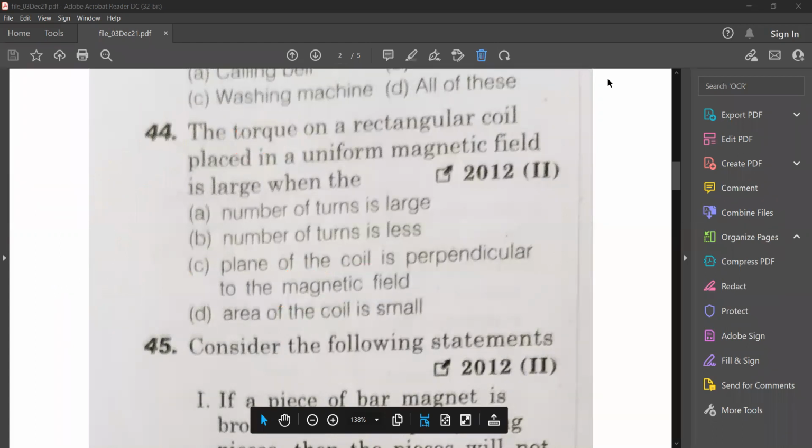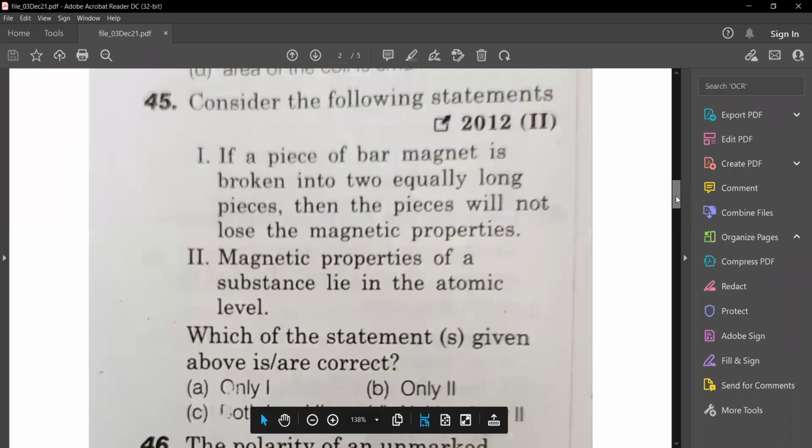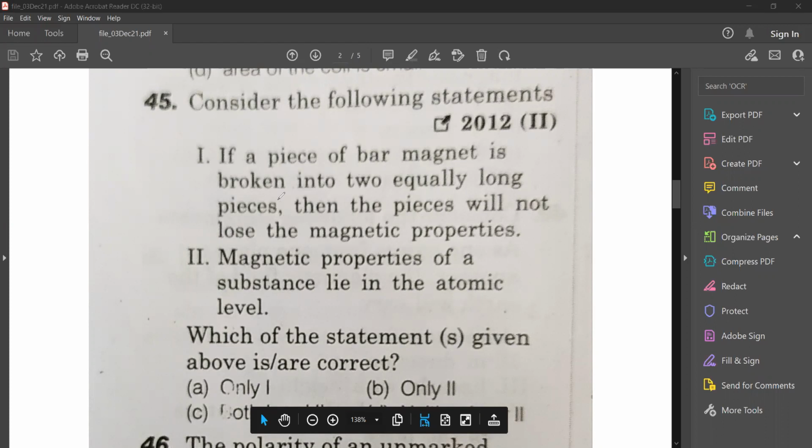Question number 45. Consider the following statements. If a piece of bar magnet is broken into two equally long pieces, then the pieces will not lose the magnetic properties. Next statement, magnetic properties of the substance lie in the atomic level. Again, if a piece of bar magnet is broken into two equally long pieces, then the pieces will not lose the magnetic properties. Second statement, magnetic properties of substance lie in the atomic level.